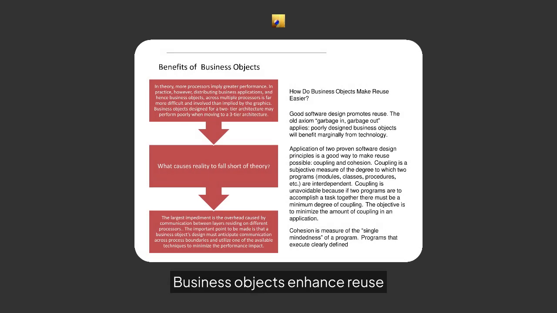Business objects enhance reuse by adhering to design principles like coupling and cohesion. Properly designed objects minimize interdependencies, making them easier to maintain and adapt. This slide explores the challenges and benefits of implementing these principles.